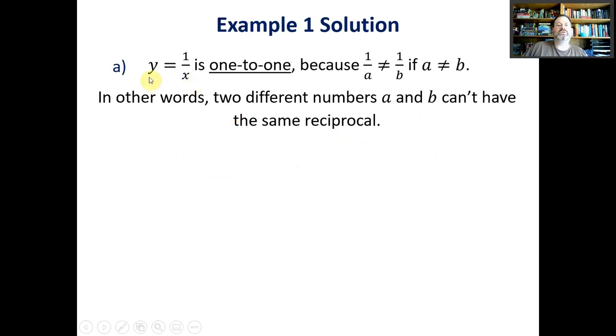All right, so it turns out y equals 1 over x is one-to-one because 1 over a is not equal to 1 over b if a is not equal to b. So what this is saying is that two different numbers can't have the same reciprocal, right? And that's really important because a reciprocal is a special mathematical idea where if you multiply a number by its reciprocal, you get 1. Well, there can only be one number that every other number gets multiplied by. So numbers pair up, reciprocals pair up.